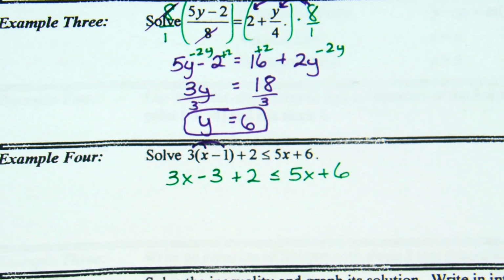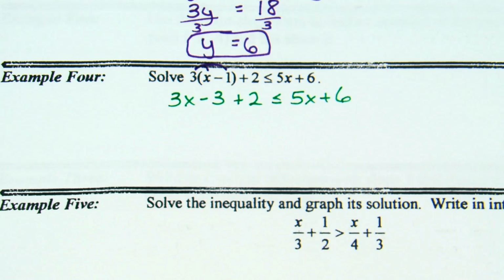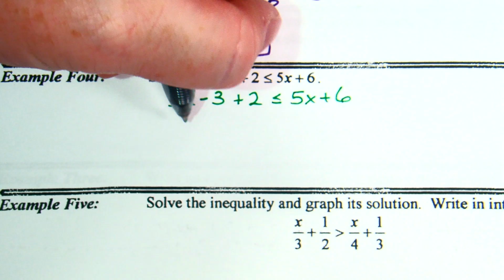Next. Yeah. Negative 3 plus 2, they're already on the same side. Clean them up. Negative 3 plus 2 is going to be minus 1. So 3x minus 1 less than or equal to 5x plus 6.